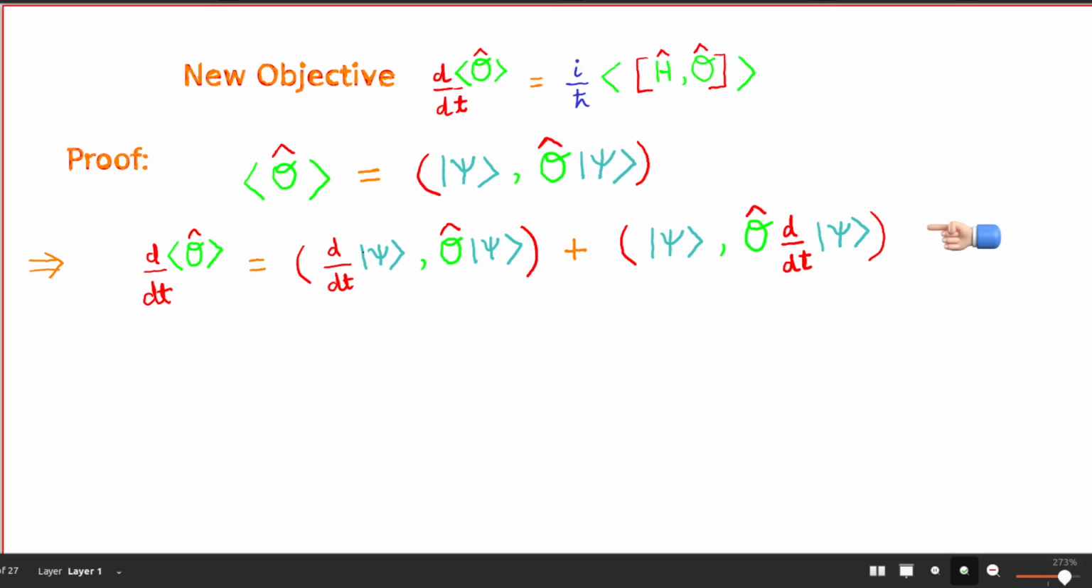Now, when we take the time derivative, by the product rule of the derivative, on the right hand side we get the sum of two terms. In the first term, we have the time derivative of the state on the left hand side of this inner product, and in the second term, we have the time derivative of the state on the right hand side of this inner product.